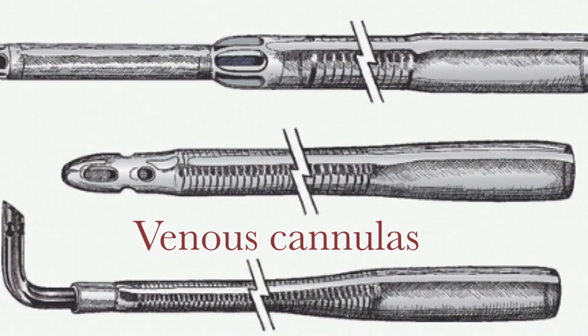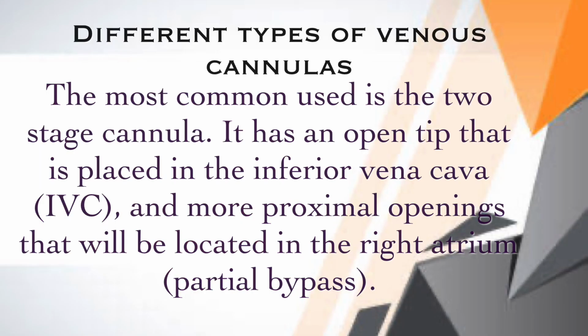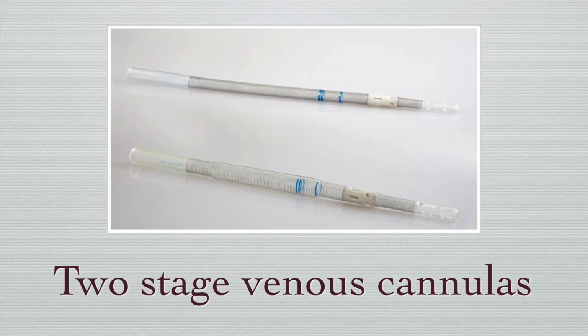Venous cannulas: two-stage venous cannula, single-stage venous cannula, right angle venous cannula. Different types of venous cannula. The most commonly used is the two-stage venous cannula. It has an open tip that is placed in the inferior vena cava and a more proximal opening that is located in the right atrium. Two-stage venous cannula as shown in this figure.